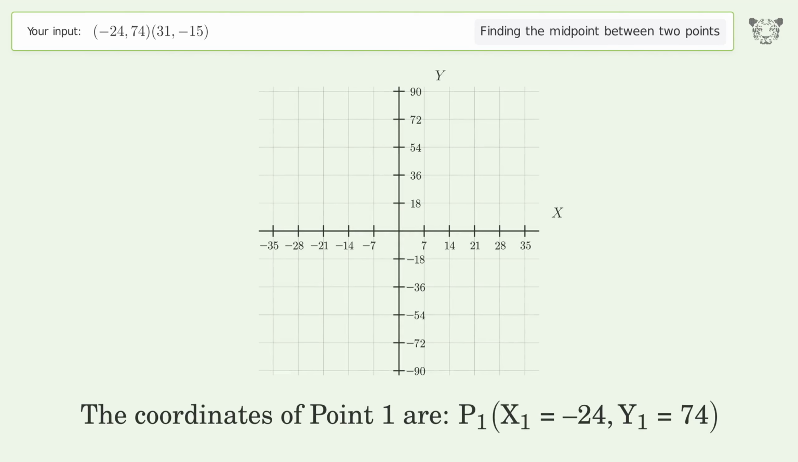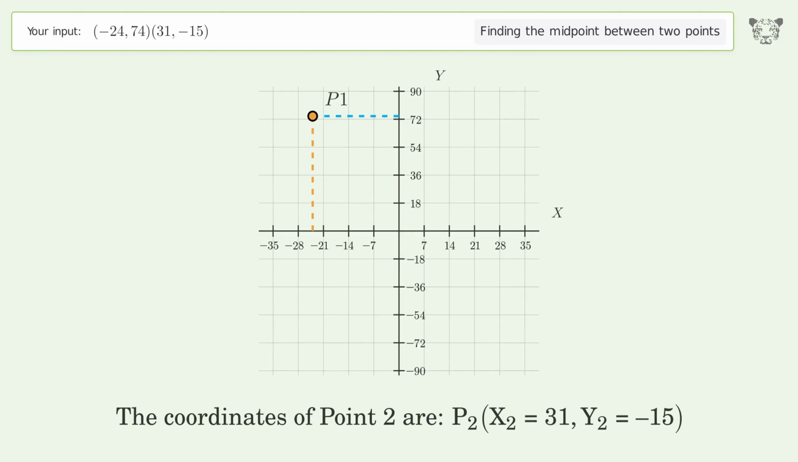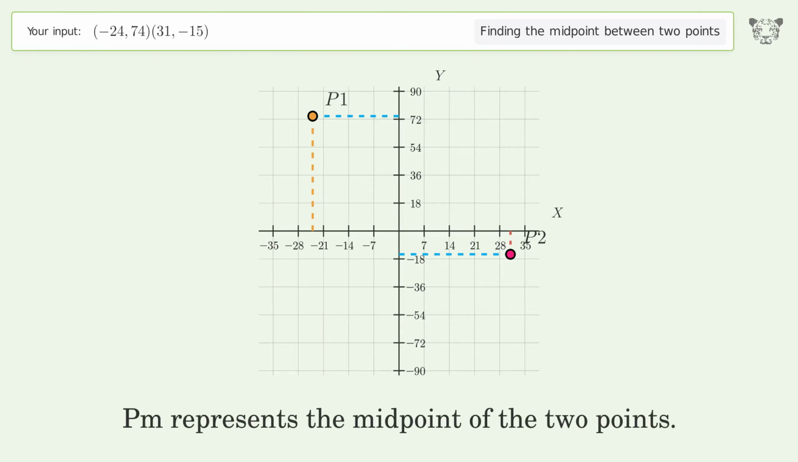The coordinates of point 1 are x1 equals -24, y1 equals 74. The coordinates of point 2 are x2 equals 31, y2 equals -15. PM represents the midpoint of the 2 points.